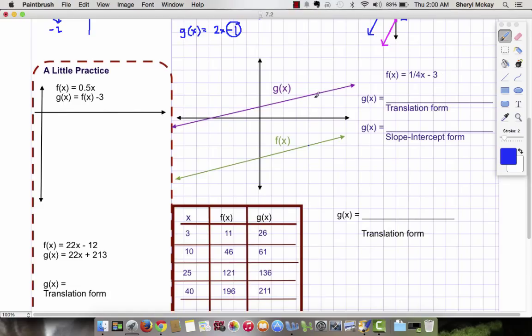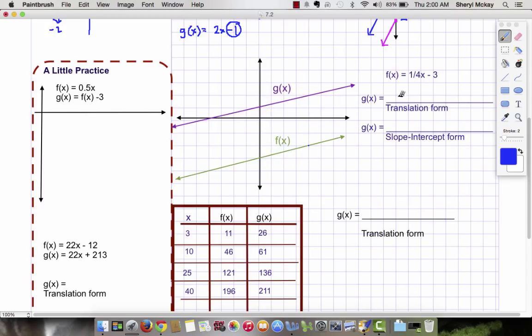And now I want to look at g of x, and I want to figure out what the translation form of g of x is, meaning what is g of x in relationship to f of x, because it looks to me like g of x is a translation of f of x. Do you see that? Do you see that we've just shifted? We've just slid f of x up. If f of x is our pre-image, g of x is our image. So what did we do?